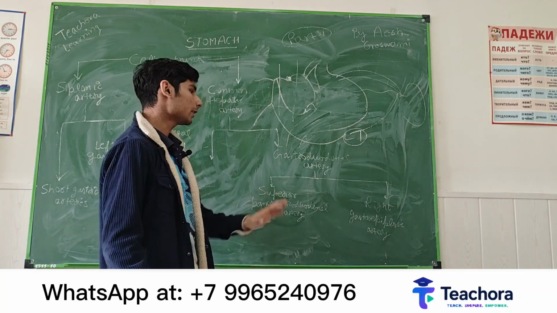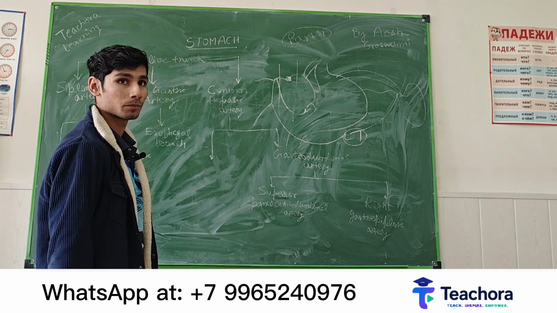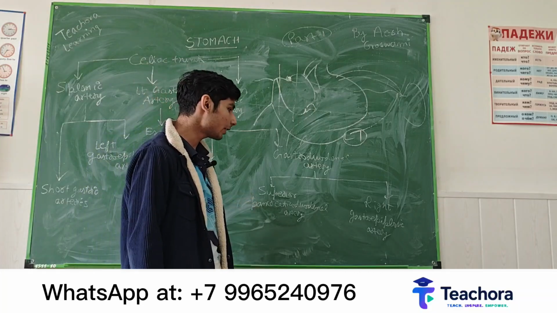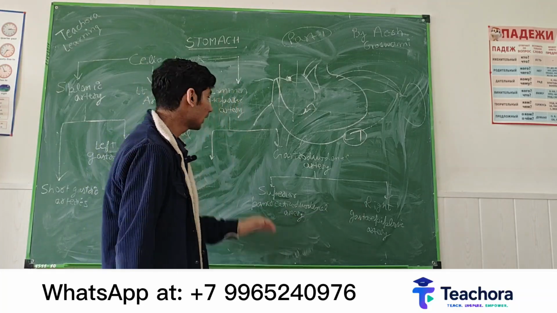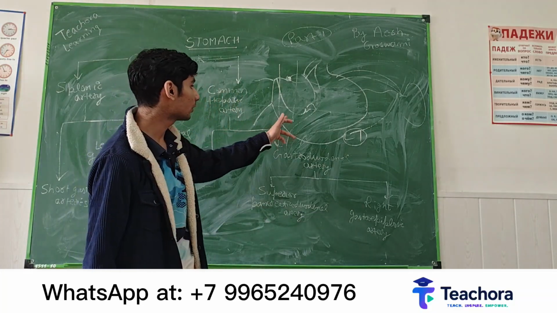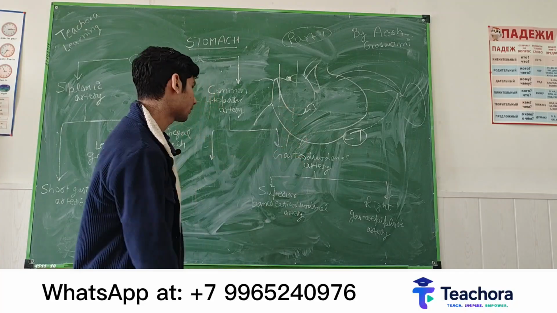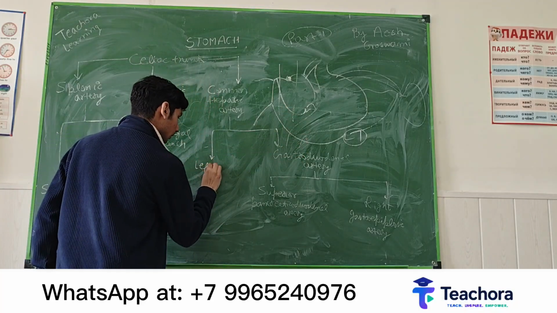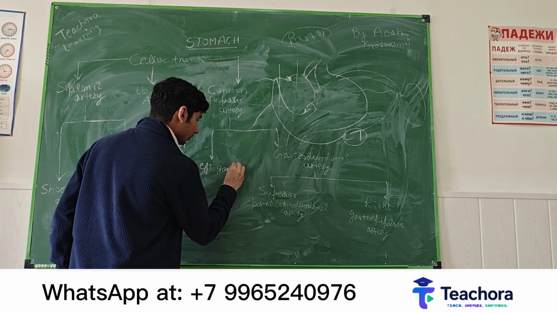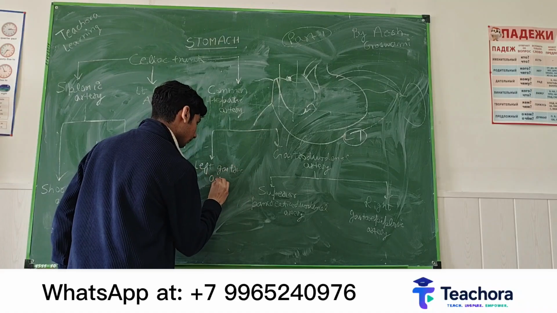Right gastroepiploic artery, second branch. Now the last branch comes here: the superior pancreatico-duodenal artery and the right gastroepiploic artery. And from the common hepatic artery, the second branch is the right gastric artery, which anastomoses with the left gastric artery.